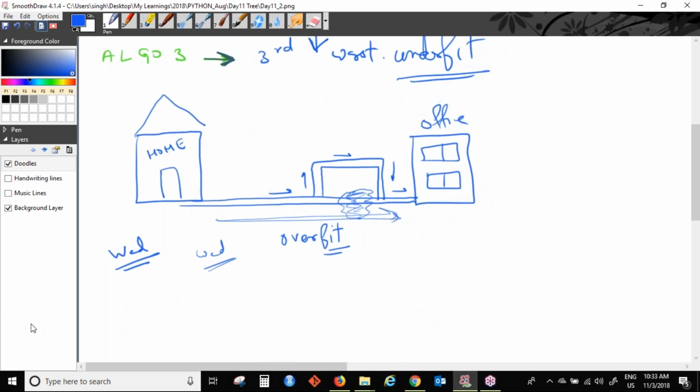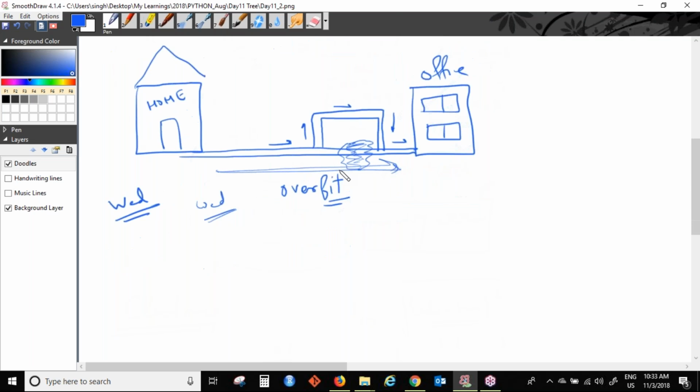So let's see, how do we identify overfitting? We have our training data, we have our test data. Let's say your model gives 90% R square on training data, and let's say 60% R square on test data. Is this good or is this bad?